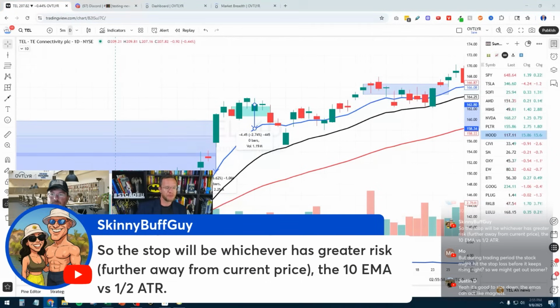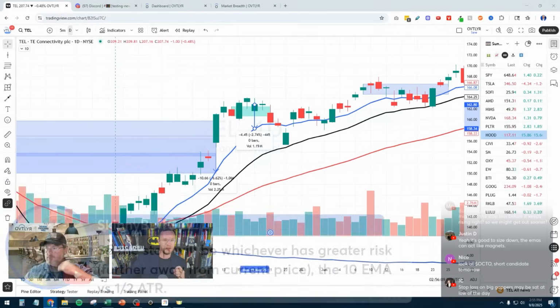Skinny Buff, guys, got it. The stop will be whichever is the greater risk, the 10 EMA or the half ATR. It's always going to be following the 10 EMA, but for position sizing, it'll be whichever has the greater risk, the 10 EMA or half ATR. Yes.